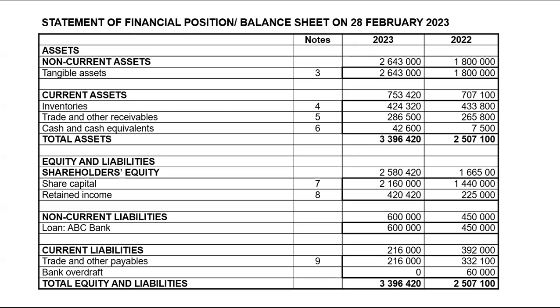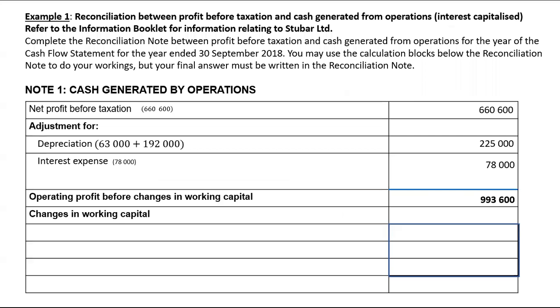Please watch my previous videos. That is a cash inflow, and you'll understand why I'm saying it's a cash inflow. If you fail to understand that, please check out my previous videos. Now, a decrease in inventory will be 433,800 minus 424,320. A decrease in inventory results in a cash inflow. So it's without brackets.